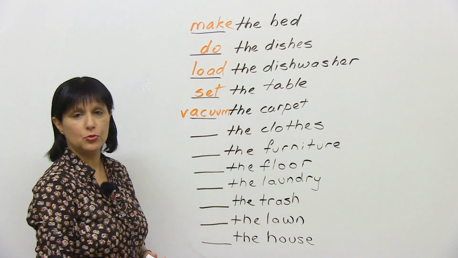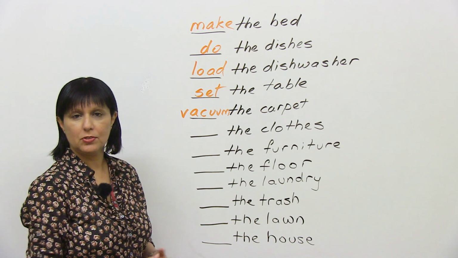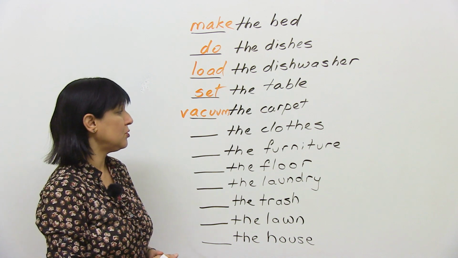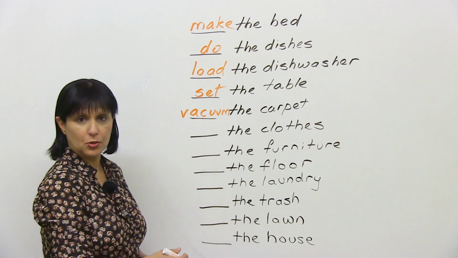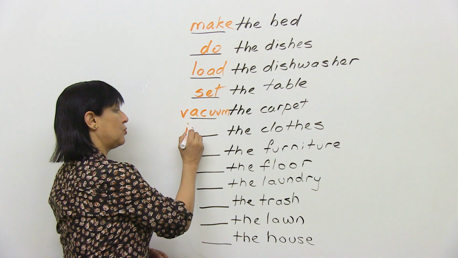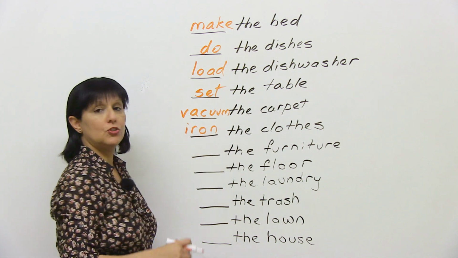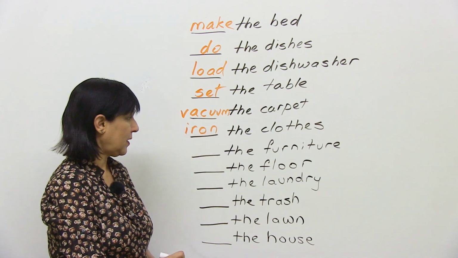Next, the clothes. So what do you need to do to the clothes? Well, with clothes, you could do a number of different things. You could say, I need to wash the clothes. I need to iron the clothes, for example. I need to fold the clothes, all right?